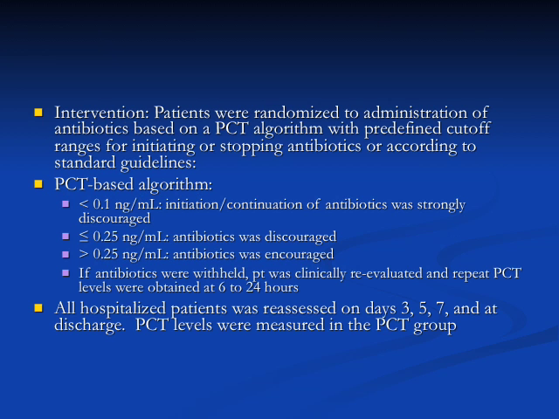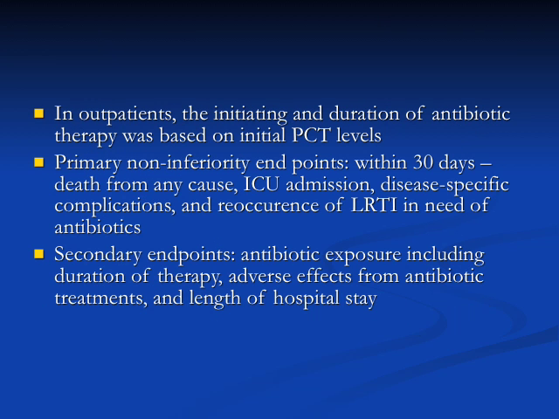If antibiotics were withheld, patients were clinically reevaluated, and repeat procalcitonin levels were obtained at 6 to 24 hours as per the previous guidelines. All hospitalized patients were reassessed at days 3, 5, 7, and at discharge. Procalcitonin was measured in the procalcitonin group at each of the interval days, and at each time point they reassessed whether the antibiotics were continued or discontinued. For the outpatients, initiating and duration of antibiotic therapy was based solely on the initial procalcitonin levels.